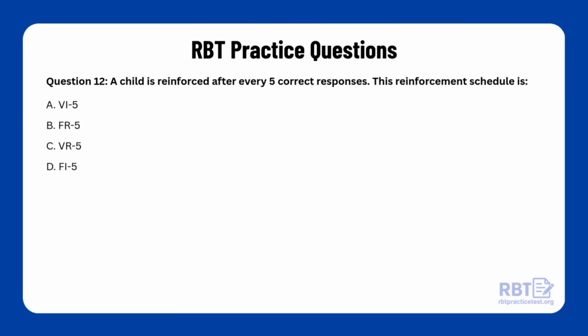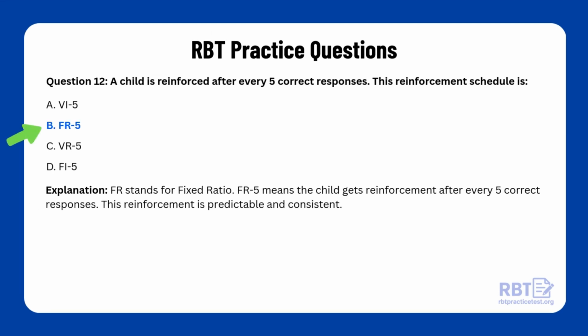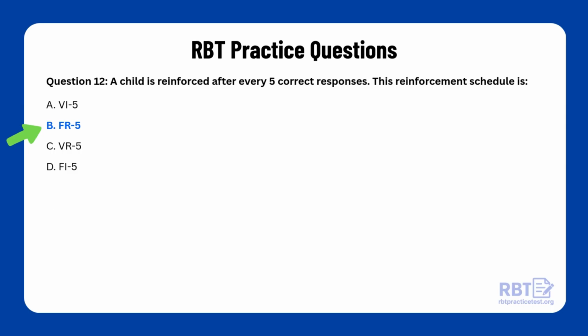Question number 12. A child is reinforced after every 5 correct responses. This reinforcement schedule is A. VI5, B. FR5, C. VR5, D. FI5. The correct answer is B. FR stands for fixed ratio. FR5 means the child gets reinforcement after every 5 correct responses. It's predictable and consistent.